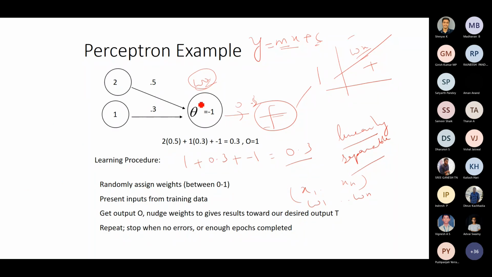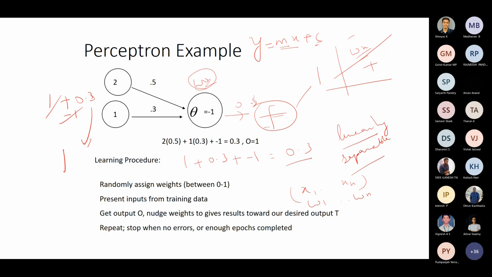So this is how it basically learns. Supposing your input is 2 and 1 and you have weights as 0.5 and 0.3, and this is your bias which is equal to minus 1, for example. So you do 2 into 0.5, which is 1, plus 1 into 0.3, which is 0.3, and minus 1, which is your bias, resulting in 0.3. Therefore, the sum of products wi xi is greater than 0. So you call this output 1, else 0.